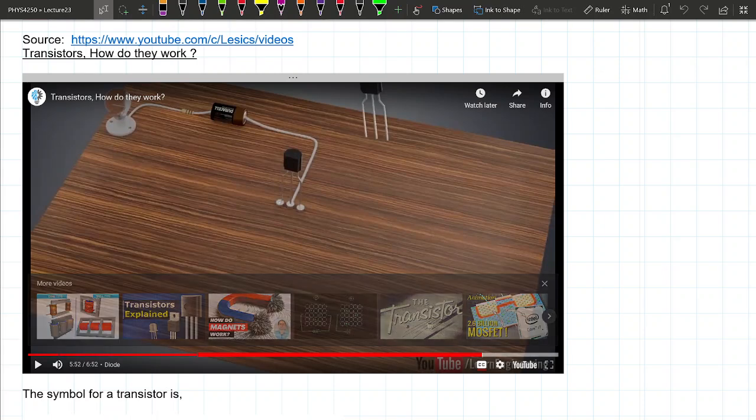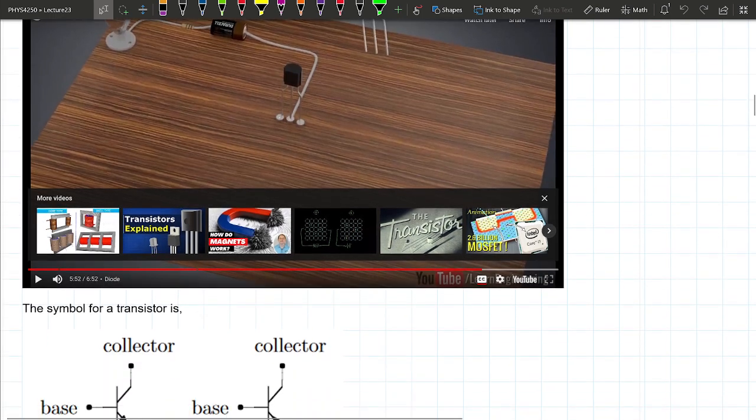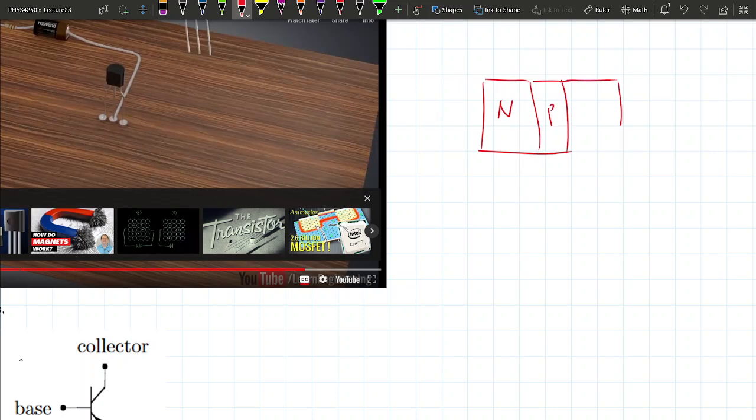Let me see. I'm going to scroll back. Let's not try that. Okay, so hopefully, I'm just going to draw on the side. It's pretty easy to draw, right? So you have some either N-doped or P-doped stuff, and for this case, let's just make this N-doped, and a thin layer of P-doped, and then another layer of N-doped, okay?